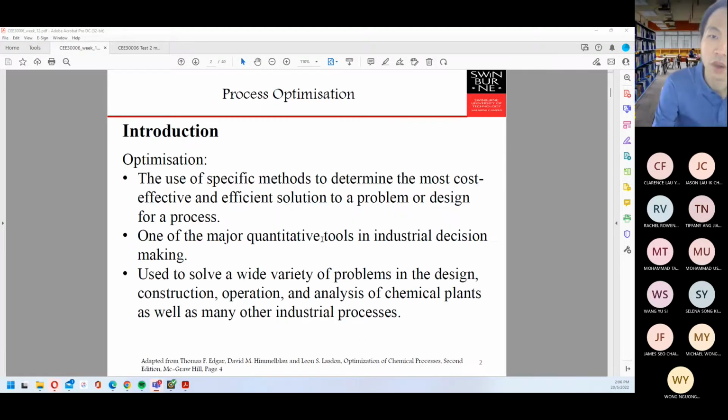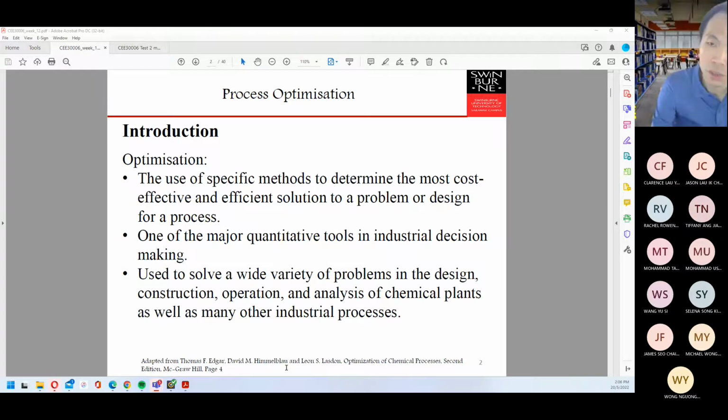Okay. So optimization is a specific method to determine the most cost-effective and efficient solution to a problem or design. Normally, chemical engineer researchers or chemical engineers would use optimization in their problems. It has been widely used in industry as a tool for decision making. It has also been used to solve many problems in design, construction, operation, and analysis.